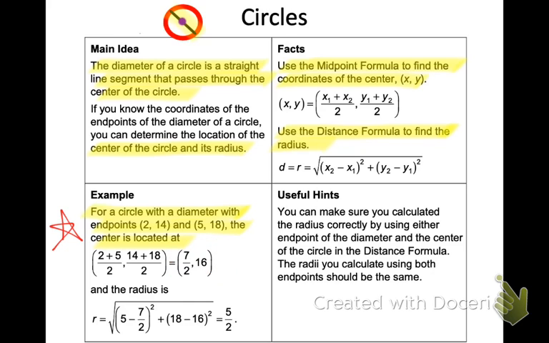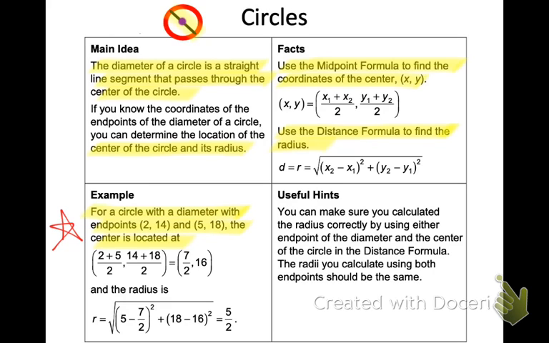Pretty straightforward. And then they give you an example here. They tell you to use the endpoint and the center, which you can do. So if I use the center and the endpoint, I'm actually calculating the radius. But sometimes your center is a fraction, so it makes it harder. So I most times do this. I find the distance of the diameter, and then I divide it by 2 because that's my radius. You can do it either way. It's not going to make a difference.